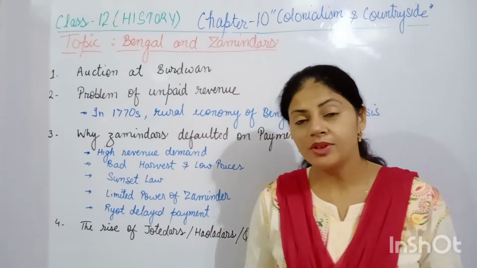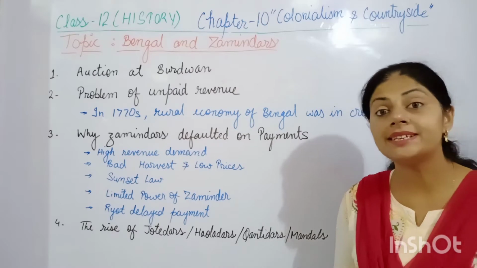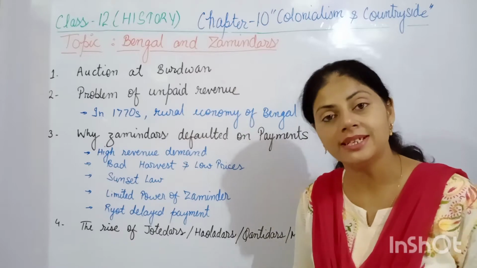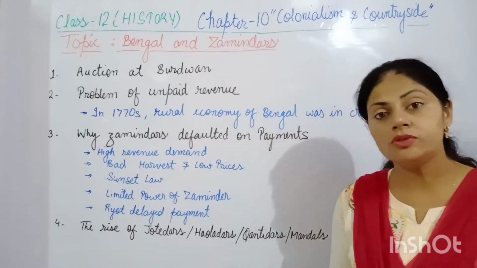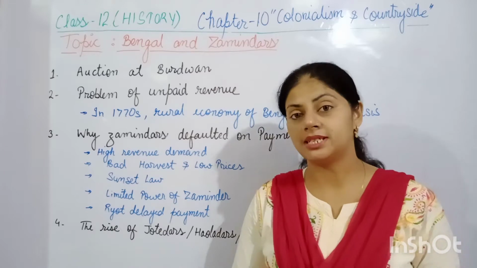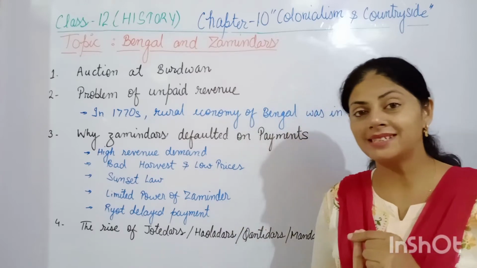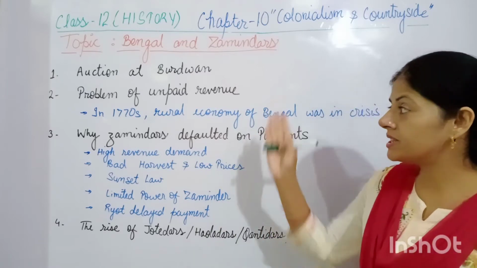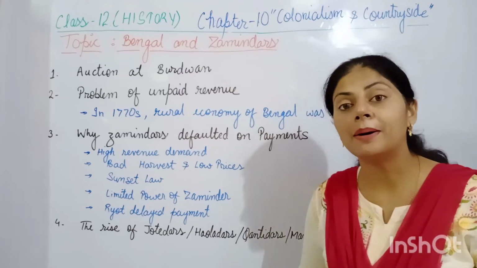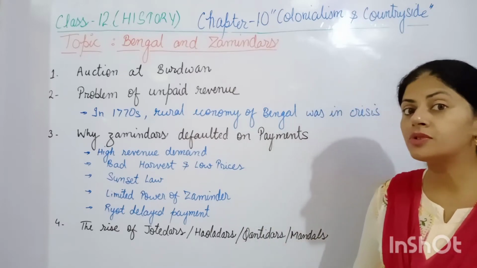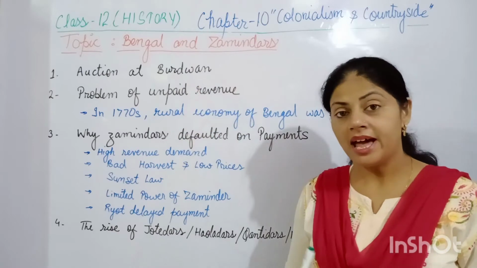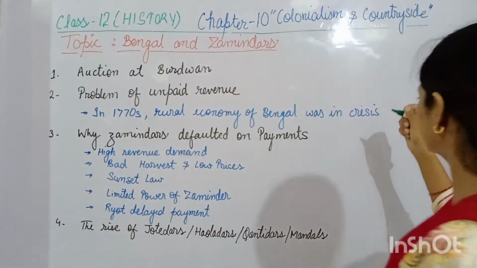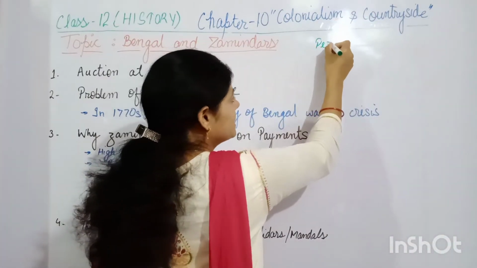In class 8, there was a chapter in which you studied the land revenue settlements introduced by the Britishers in India. And you studied three main land revenue settlements. First one was the permanent settlement, then Ryotwari settlement, and then Mahalwari settlement. So in this topic we will discuss mainly the permanent settlement, which was introduced in the region of Bengal and which was the first settlement introduced by the Britishers. So firstly we start studying the permanent settlement.